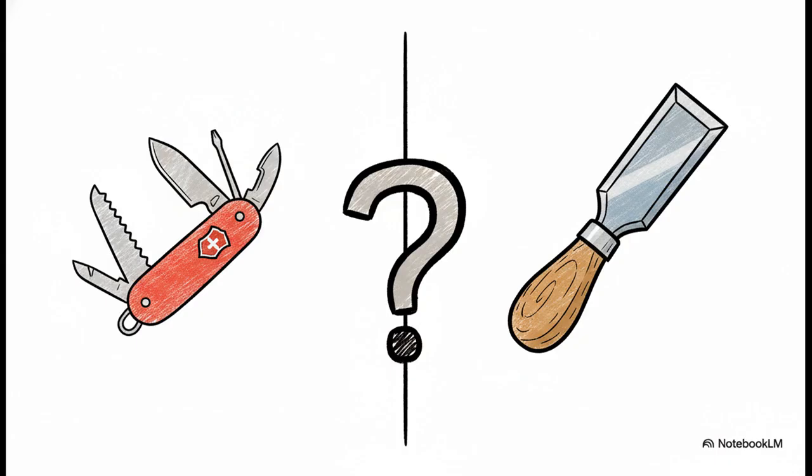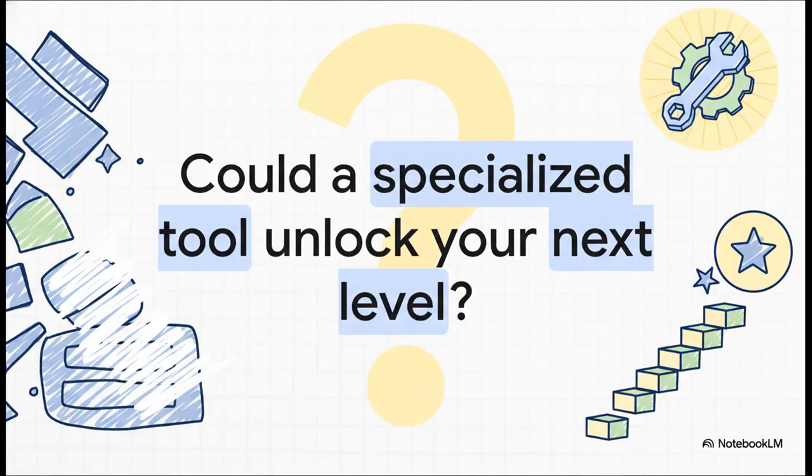That's the choice. So I'll leave you with this final thought. We spend so much time chasing software with more features, more buttons, more everything, thinking that's the answer. But maybe, just maybe, the real breakthrough comes from stripping away the distractions and mastering a single focused tool. Maybe the ultimate secret weapon isn't a Swiss Army knife, but a perfectly sharpened chisel.